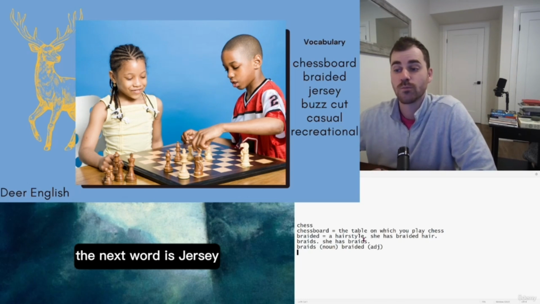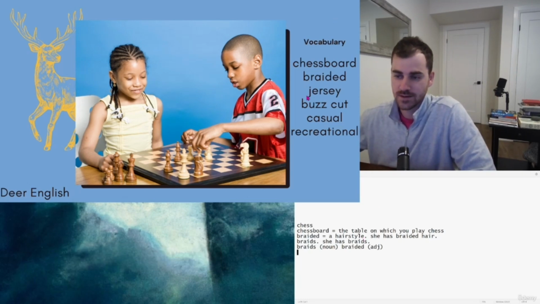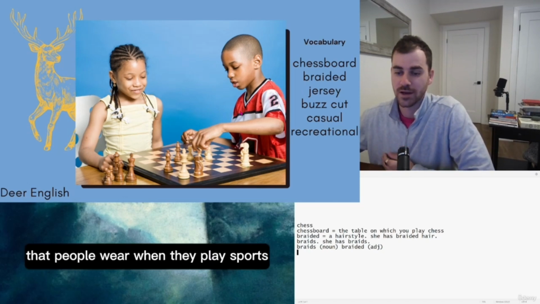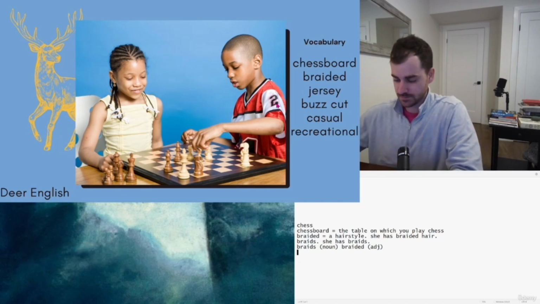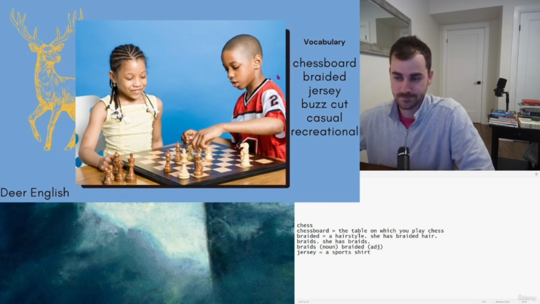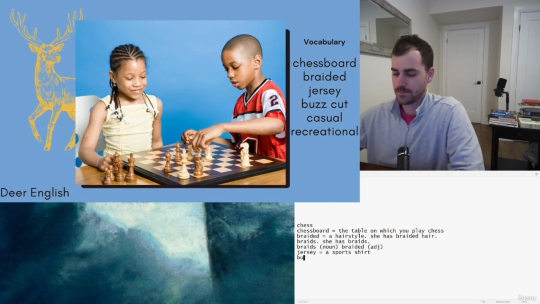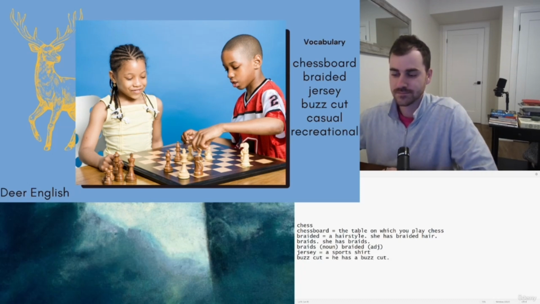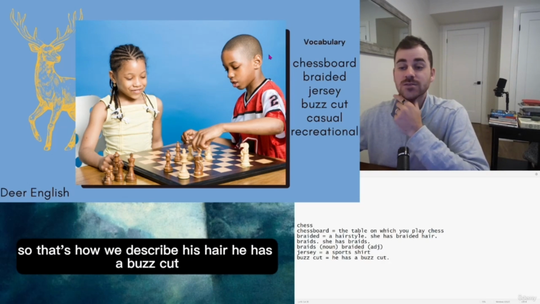The next word is jersey. So jersey is a kind of shirt that people wear when they play sports. So this boy has a red jersey. And what kind of hair does he have? He has a buzz cut. So that's how we describe his hair. He has a buzz cut.